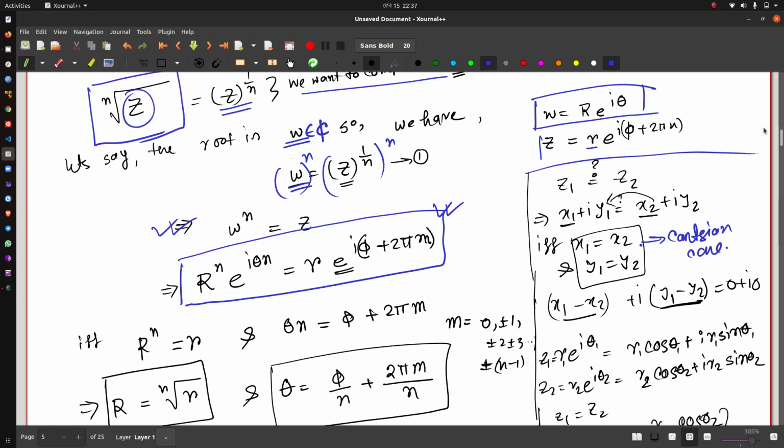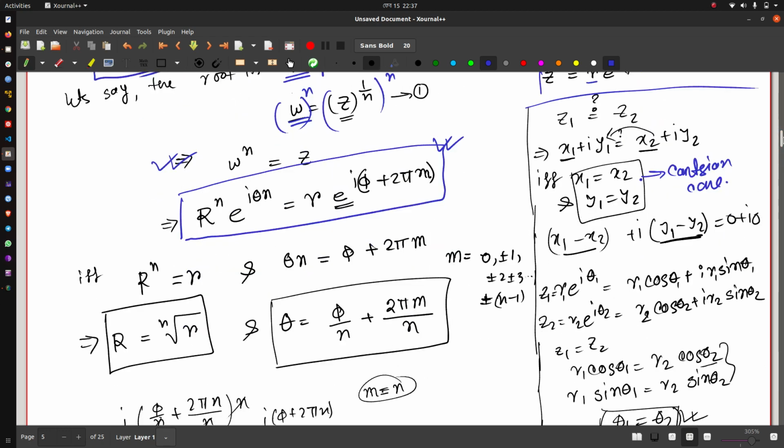What about the polar case? That's easy to do as well. If you just take z1 as r e to the power i theta 1, and note that I'm not writing the multiplicity right now, you can assume that the multiplicity, that is the 2 pi n thing, got absorbed in this theta.